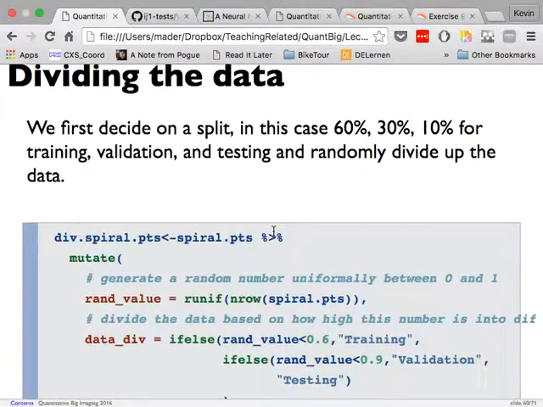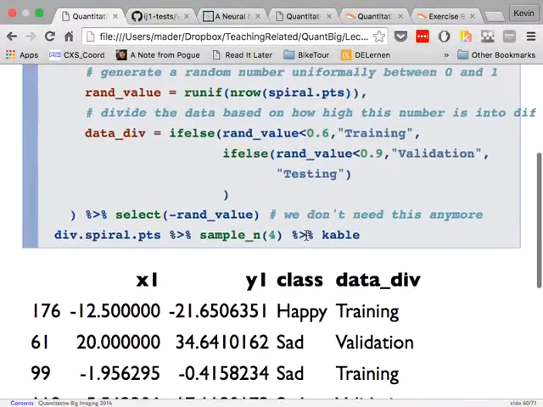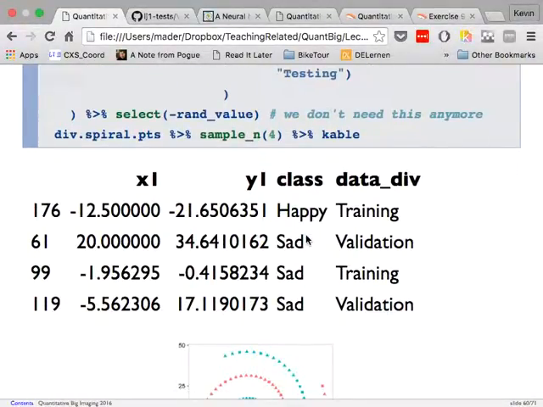And so the first thing you can do is divide the data set into these training, validation, and testing groups, randomly. And here we decide on 60, 30, 10. What split you go for really depends on what kind of data you have and how much of it you have available. But now we have these points where each has a class and then what data group it falls into.